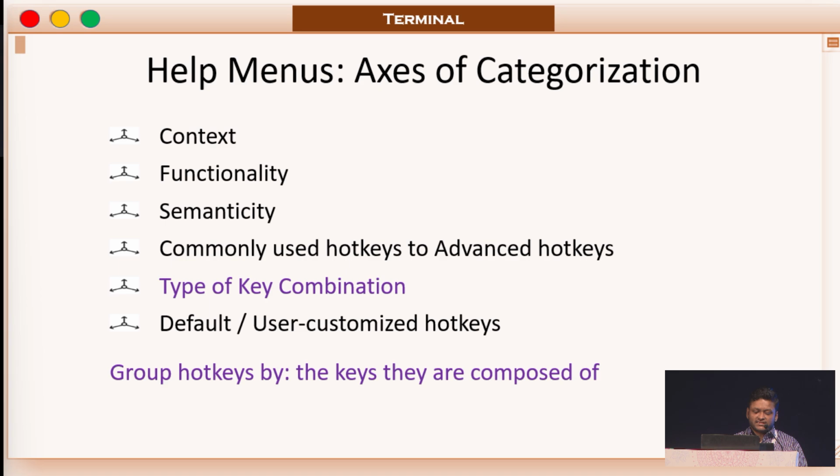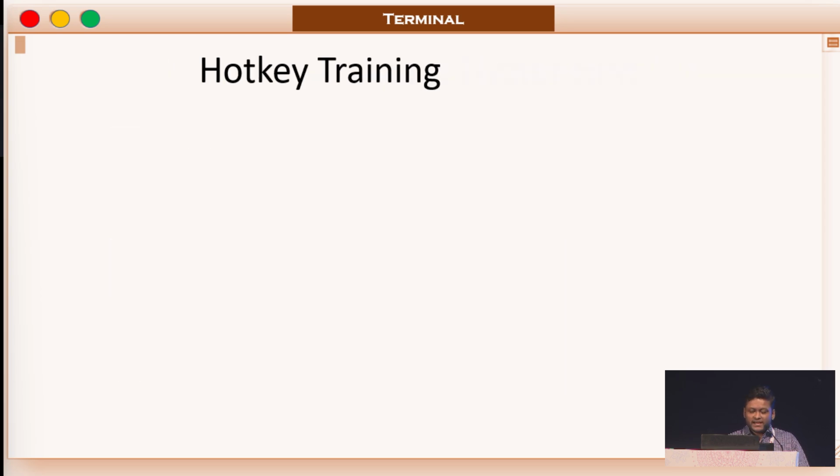We could sort them by the keys that they are composed of, and we could filter them by whether they have been modified. While we could choose one of these axes for a help menu, we could also allow sorting by all of them and filtering by the last entry in this list. That's it about displaying hotkeys. Now, how can TUI devs help users learn hotkeys?